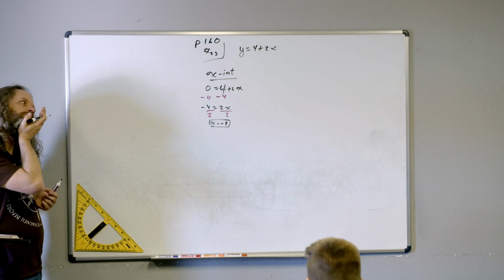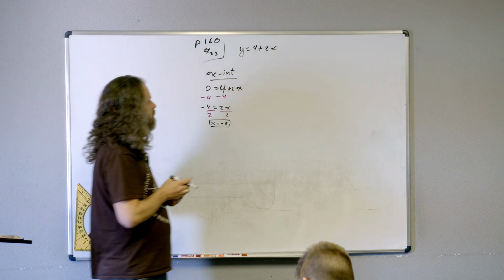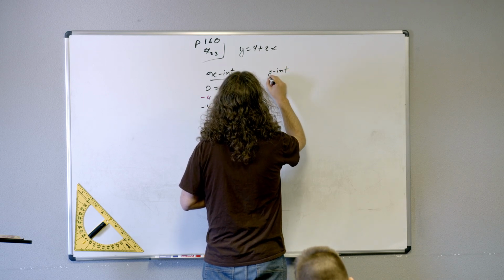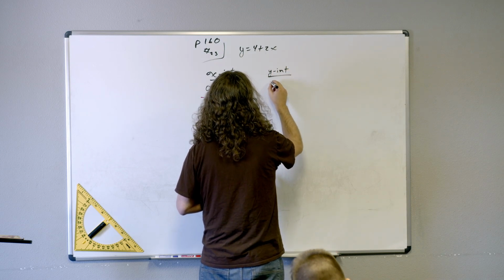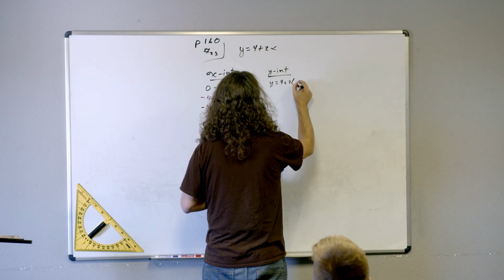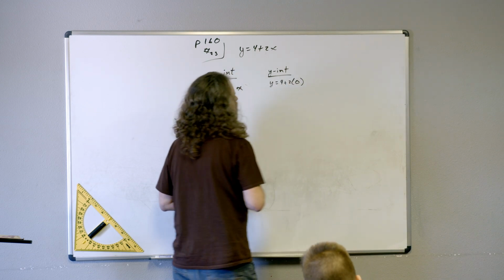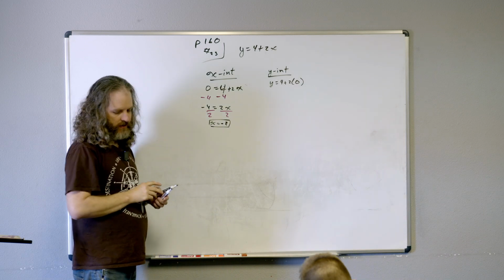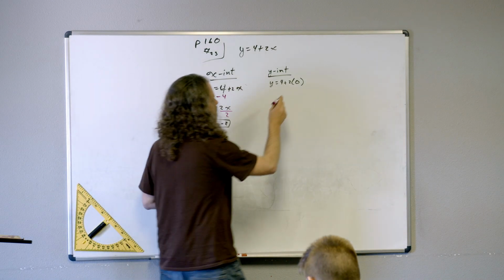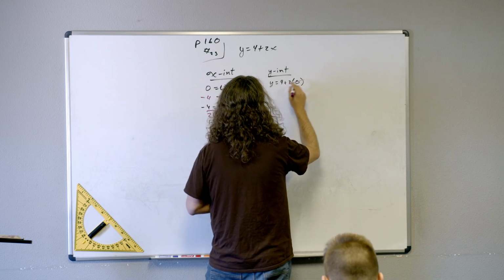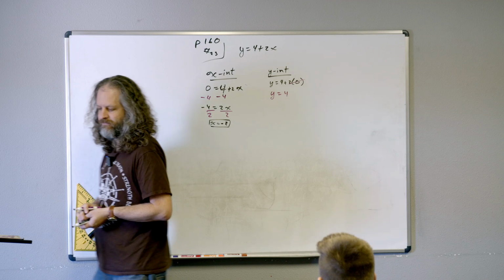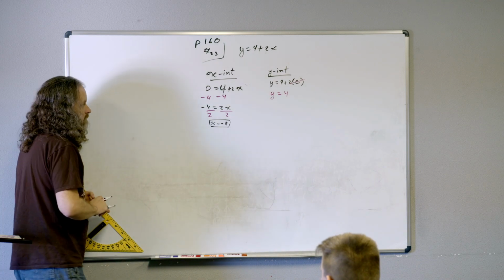Now replace the x with 0 to find the y-intercept. The 2 cancels out. So we have the y-intercept at y equals 4. Now what? Now we've got that one.